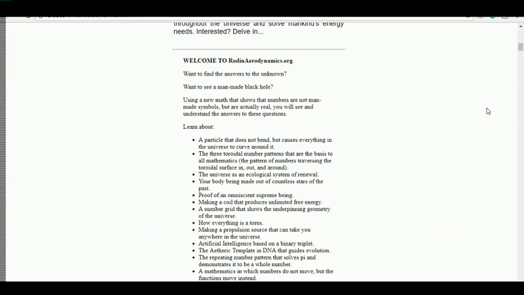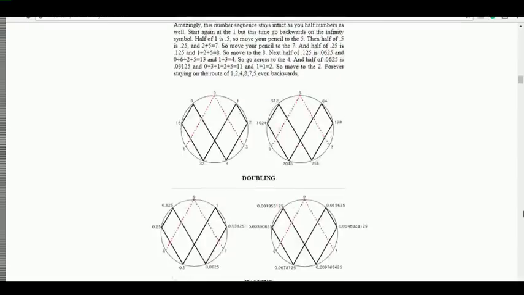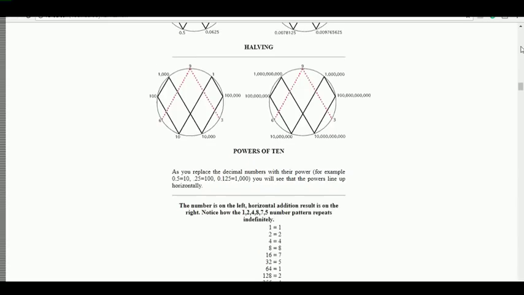So you can check out his webpage if you want. He explains how the numbers work in sequences. Really interesting stuff.